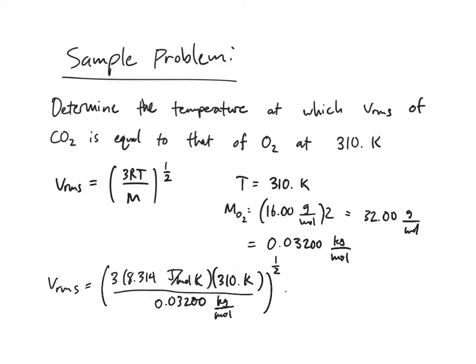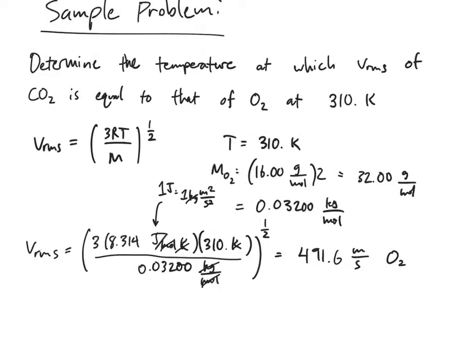And then when we plug and chug it all the way through, it can be helpful to remember that 1 joule is equal to 1 kilogram meter squared per second squared. And so that's going to cancel out the kilograms, and then the kelvins cancel out, the moles cancel out as well. So then you're left with meter squared over second squared. And then when you take the square root of that, you're left with units of meters per second. And so the answer is 491.6 meters per second as the root mean squared speed of the O2.